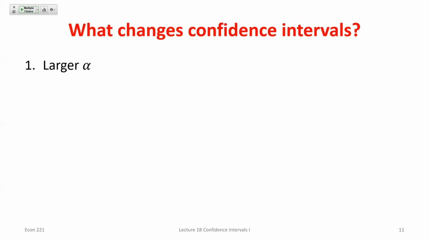This is my margin of error, and z is getting smaller. What happens to my margin of error? It's also getting smaller, right? If this is the same number, I'm just multiplying it by something that's a smaller value, well, then my margin of error is going to be smaller. So I'm going to be adding and subtracting a smaller value to my sample mean.